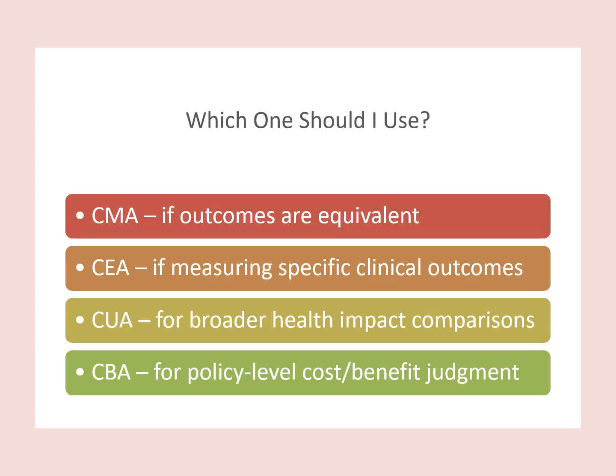Finally, how do I use which? For example, if you know the outcomes are equivalent, which is seldom the case, just focus on minimizing costs. This is a no-brainer. For example, if you're in Singapore and you want to travel to Malaysia, and the outcome is the same, you just choose the cheapest, whether it's economy class or a cheaper airline, because the outcome is the same.